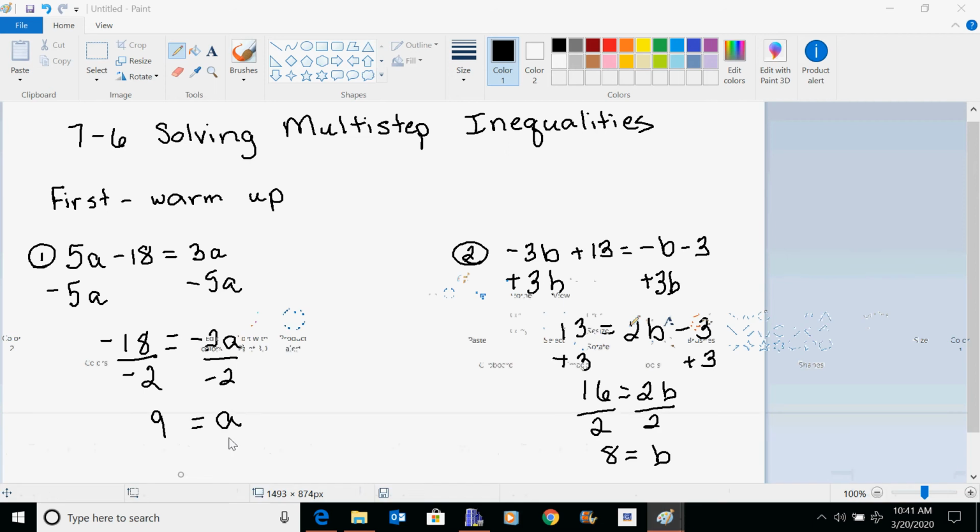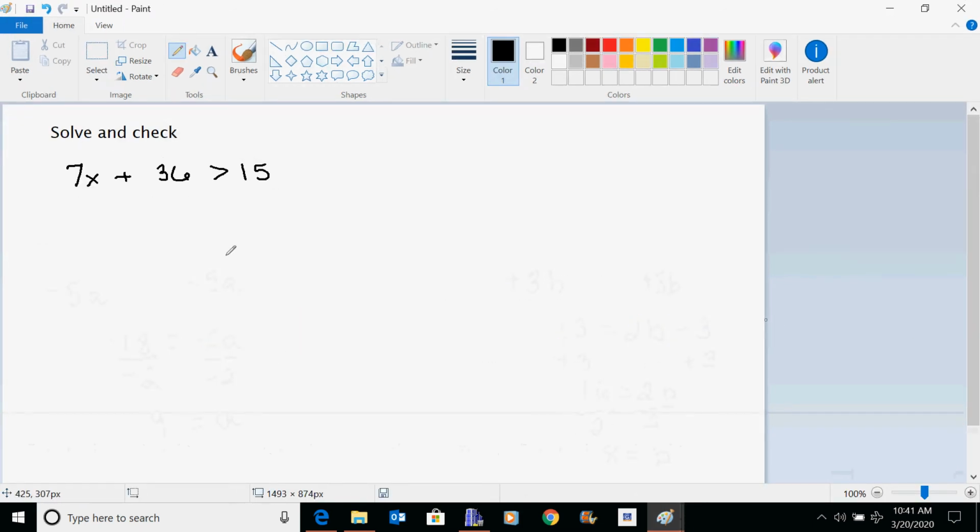You all have solved inequalities before. I want to work on this one though. This one's got multi-steps to it, and we're going to check it afterwards. We're going to deal with quite a few little strategies and tricks throughout this lesson, and so please stick with it to the very, very end. All right, first thing you need to remember is just pretend that this is an equal sign.